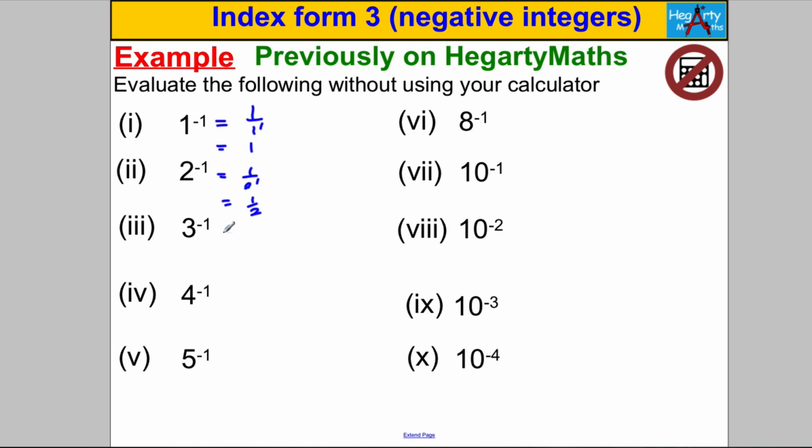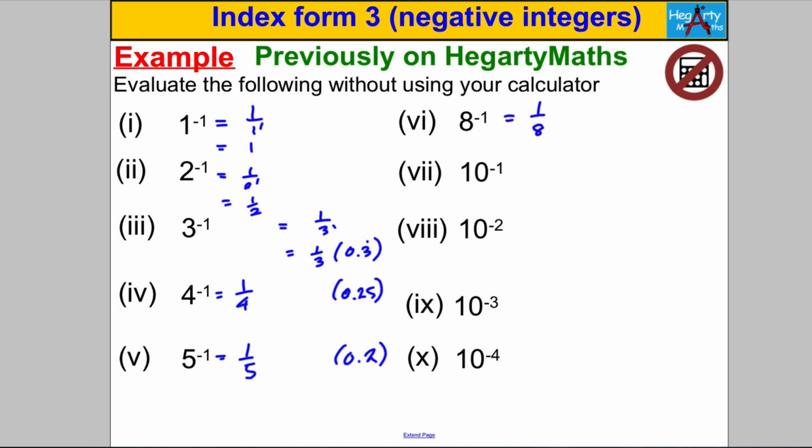Now, 1 over 3 to the negative 1 means 1 over 3 to the positive 1, which is just 1/3, which if we know as a decimal is 0.3 recurring. We should know that as a decimal. 4 to the negative 1 is 1 over 4, which as a decimal we should know as 0.25. 5 to the negative 1 is 1 over 5, which if someone asked us the decimal, we should know it by heart is 0.2. 8 to the negative 1 is 1 over 8, and if someone asked us the decimal, we should know that one too, it's 0.125.